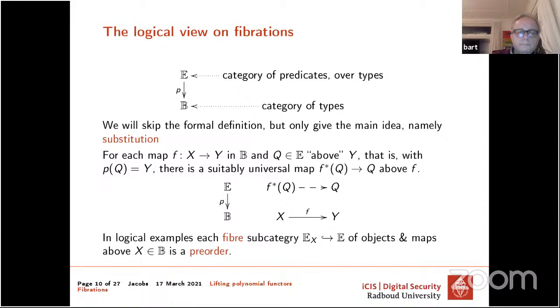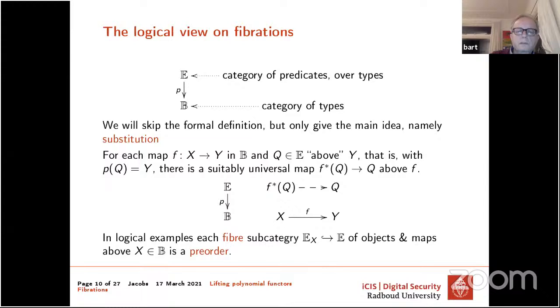And in logical examples, the fiber category, the fiber subcategory E sub X, that is the category of objects and maps above X in B, is a preorder. We know in category theory that logic corresponds to the preorder or poset case. And if you really do want to do a typed setting, you use categories properly, and maps may correspond to proofs. But in logic, when you ignore proofs, you get a preorder.